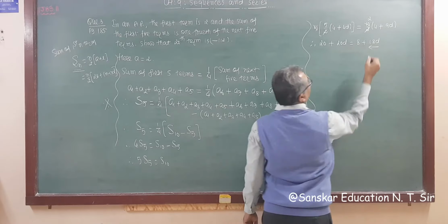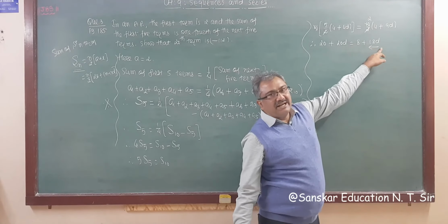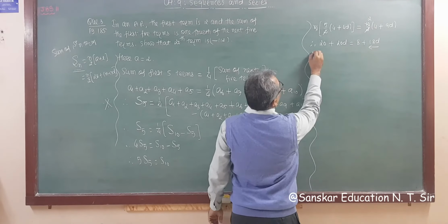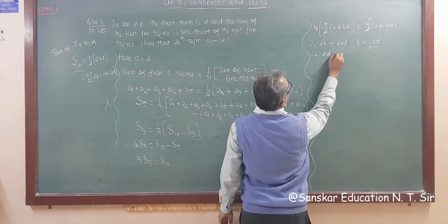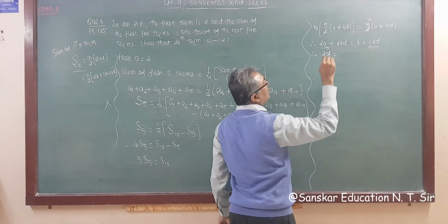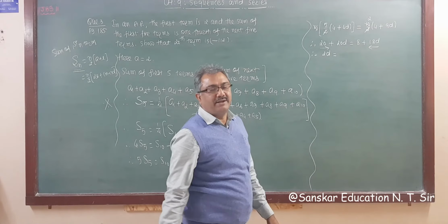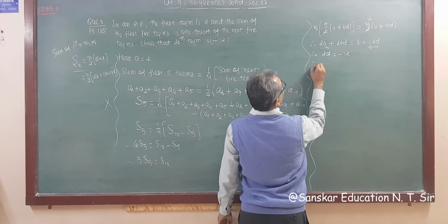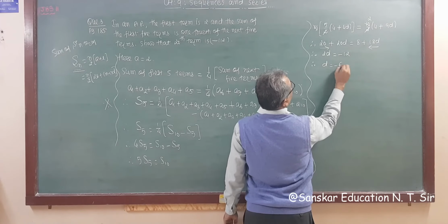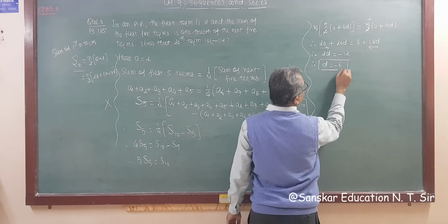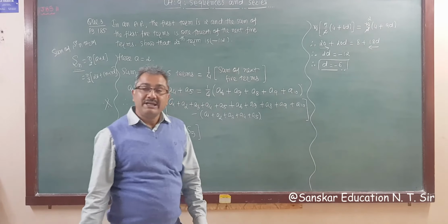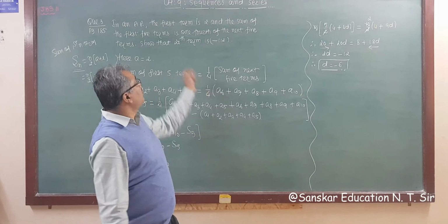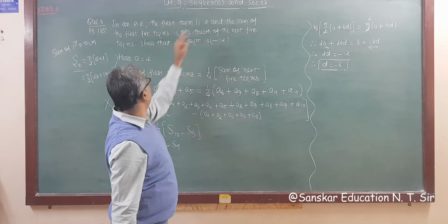Taking 18d to the left hand side, 20 minus 18 becomes 2d. So we get twice d is equal to, taking 20 to the right hand side, 8 minus 20, that is minus 12. So we get d is equal to minus 6, and d is our mission target. We had to find d only, because a is given as 2, right?